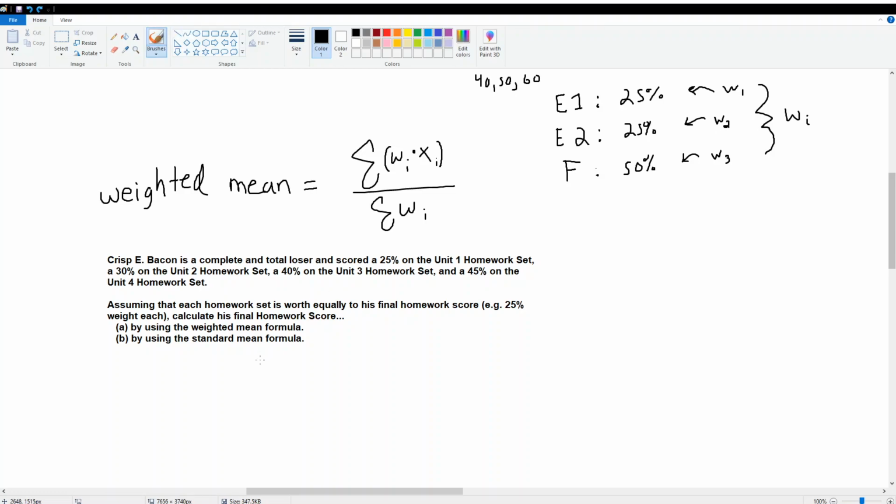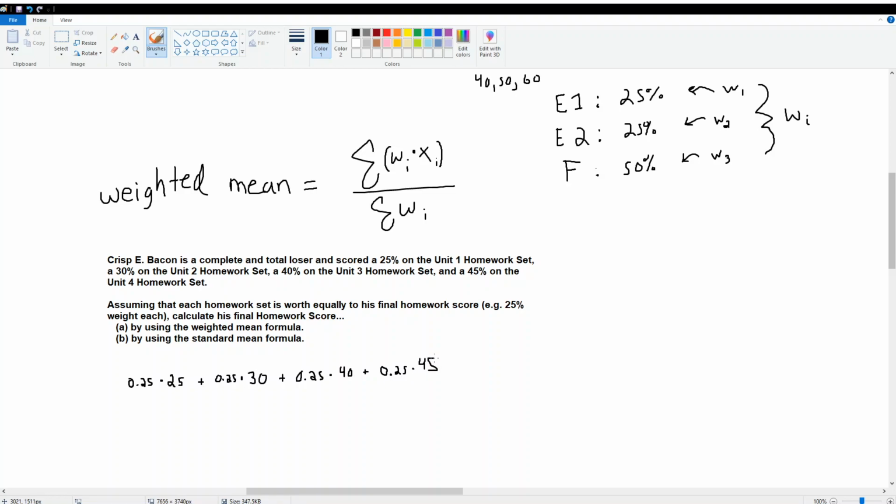All right. So here we're going to use the weighted mean. In this case, we have 25% weights each. So our WIs are all going to be 0.25. So our first weight for the Unit 1 homework set is 0.25. And he scored a 25 because he's a complete and total idiot. That or he didn't do it, probably both. Our next one also has a weight of 25%. And this time he did a little bit better, still horrible, and got a 30. The third homework set also has a weight of 0.25. And this time he scores a 40. And the last one has a weight of 0.25, and he scores a 45.